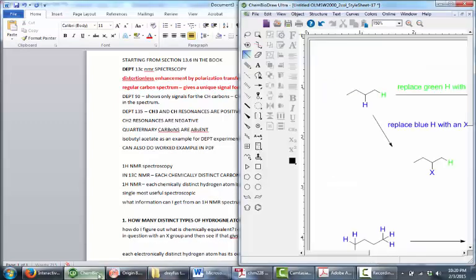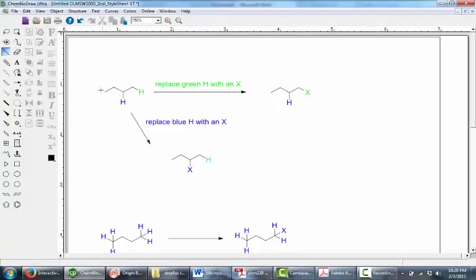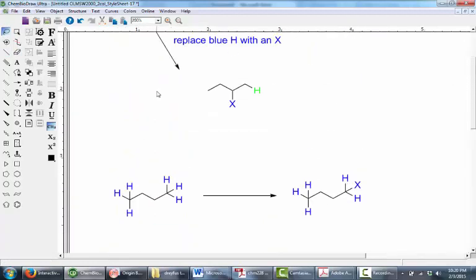So let me pull up the ChemDraw here about this. Now here I'm looking at this molecule. This is N-butane, a simple alkane. And my question now is: is this blue H over here chemically equivalent to the green H?